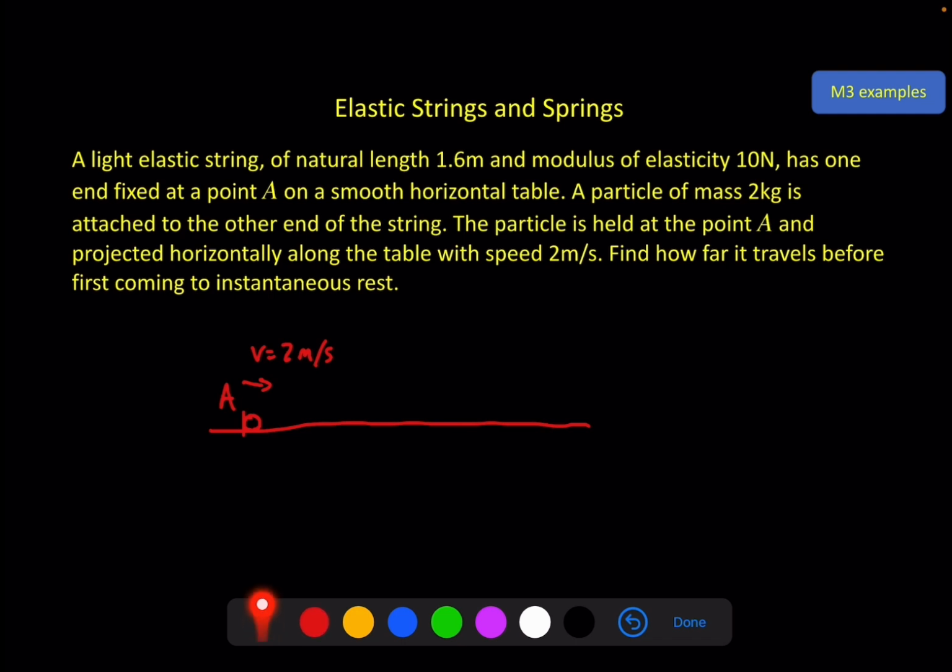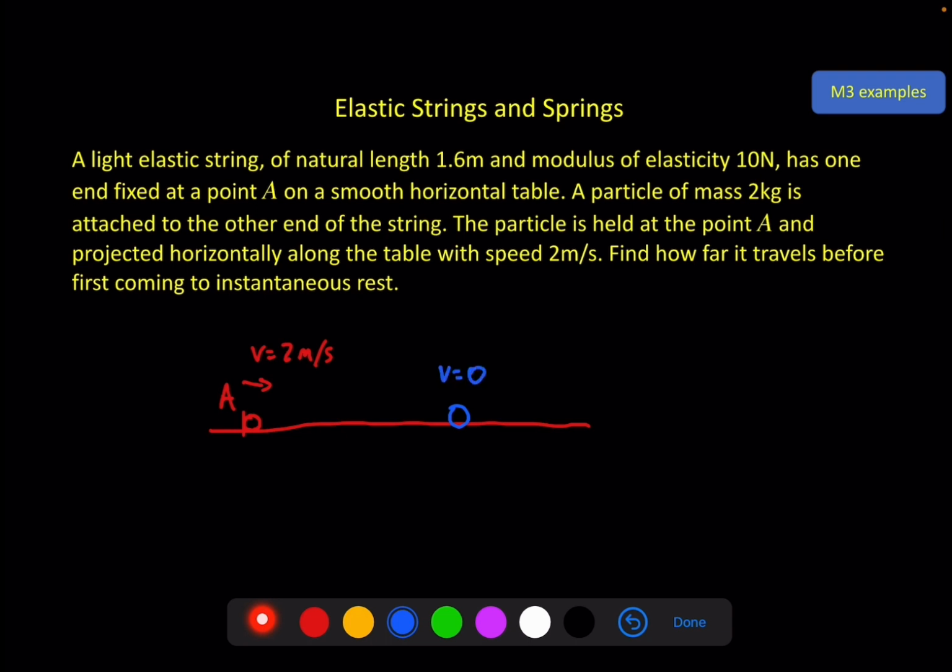So initially it's traveling with 2 meters per second for a while because the table is smooth and the string does not stretch until it hits its natural length. When it hits that natural length, the elastic string will then start to stretch and slow the particle down. It will come to an instantaneous rest, say here, if I put that in blue, and then presumably it will bounce back because it won't be held in equilibrium here. There'll be no force pulling it this way at that point, but there will be an elastic force pulling it back this way. But we don't need to worry about what happens after this, we just need to find how far it goes before it gets to this point and gets to instantaneous rest, which means here the velocity will be 0.